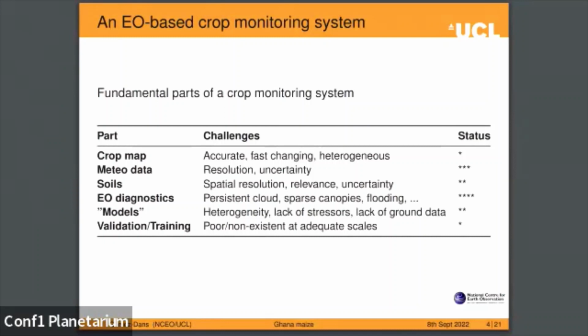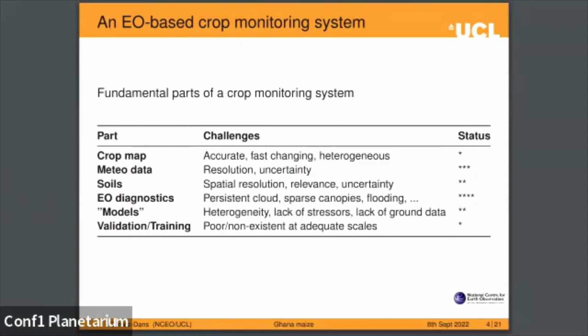First thing we need is to know where the crops are, and this is extremely challenging for these kinds of scenarios, because the crops are small, they grow in the rainy season, everything grows at the same time, and usually you have persistent cloud cover. So we're still in the infancy of these crop maps, and we're not really able to provide the same sort of information as you would get in Europe or elsewhere. Meteorological data and soils data are probably okay, pragmatically.